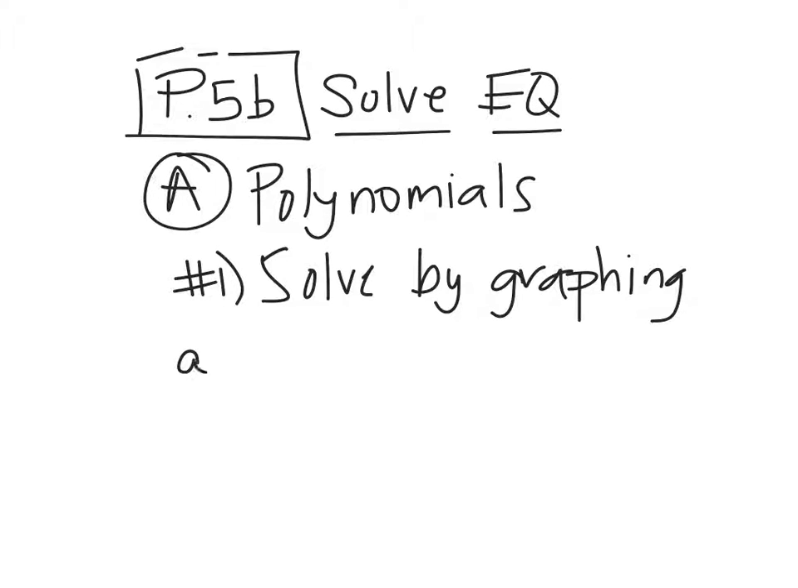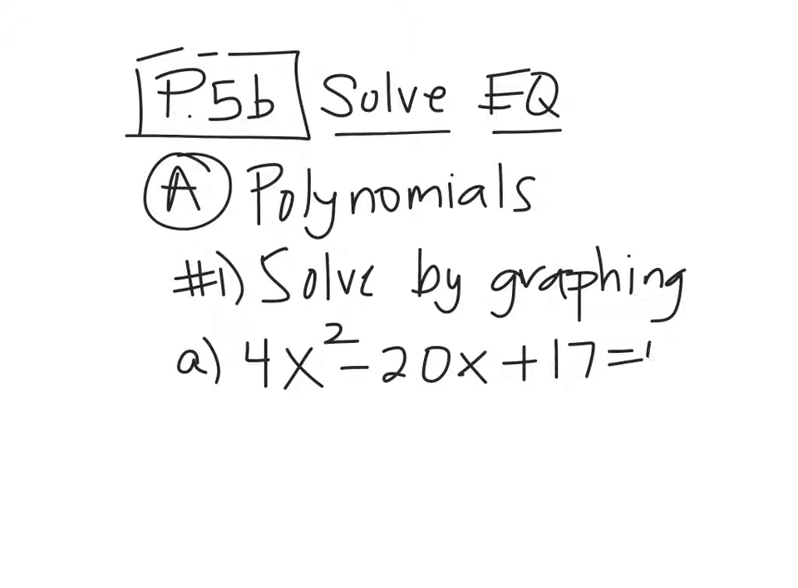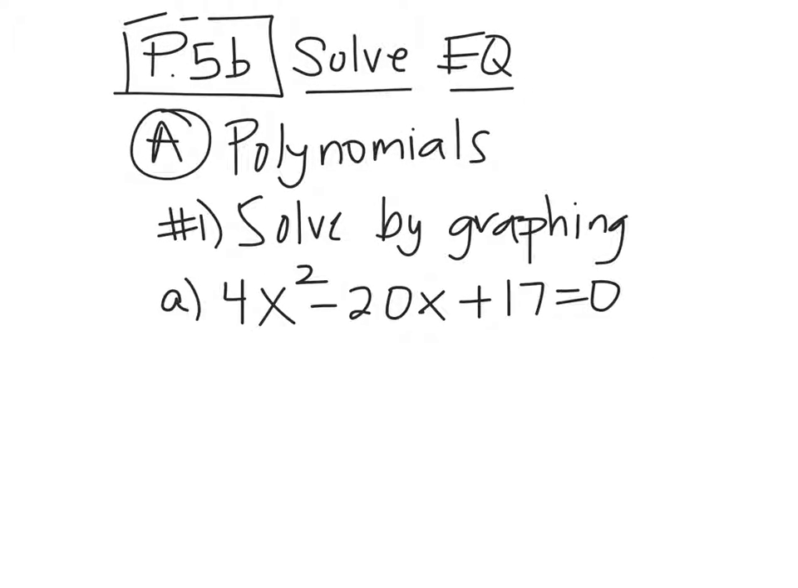All right, letter A. Let's do 4x squared minus 20x plus 17 equals 0. Okay, here's a quadratic to solve. And you probably know how to solve this 4 different ways, maybe? Well, no, it's not. I don't know if it's factorable. It's not. We're going to solve it by graphing it on our calculator. So, yeah, this is what we're going to do.